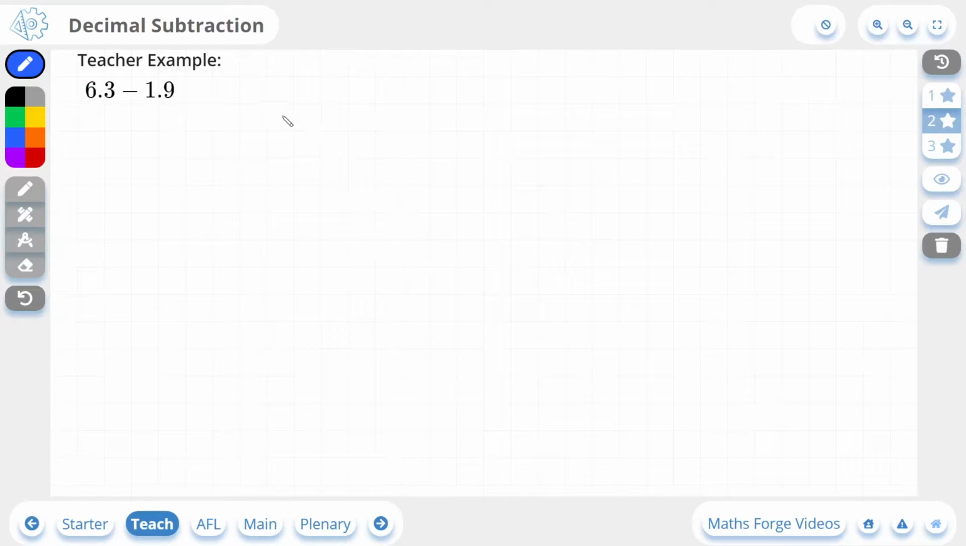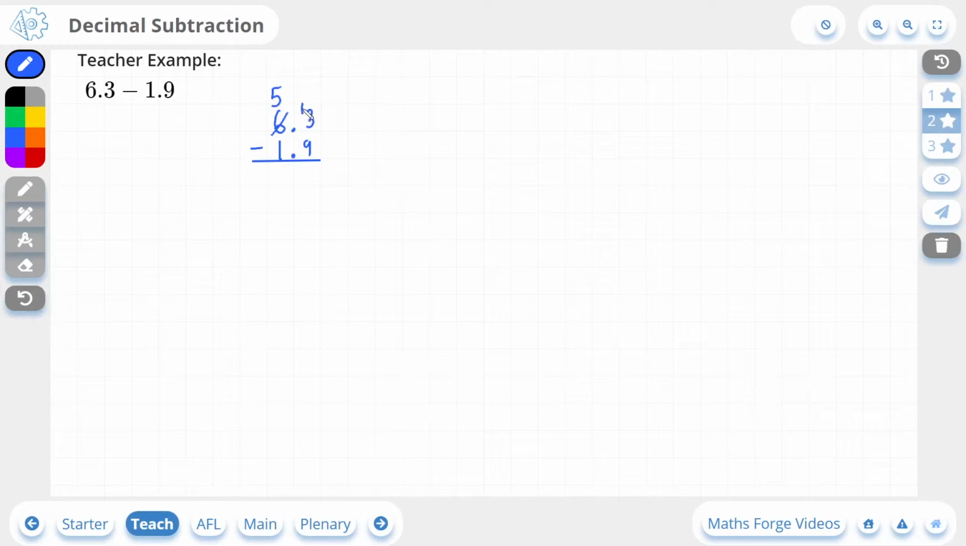Let's do a two-star example. We have 6.3 minus 1.9. So then that's going to be 3 minus 9, which we cannot do because we'll end up with a negative number, and negative numbers don't really work well in the column method. So 3 minus 9 we can't do, so I'm going to go to the left of this 3, to this 6, I'm going to cross it out, take a 1, and then the 6 will be reduced to 5.